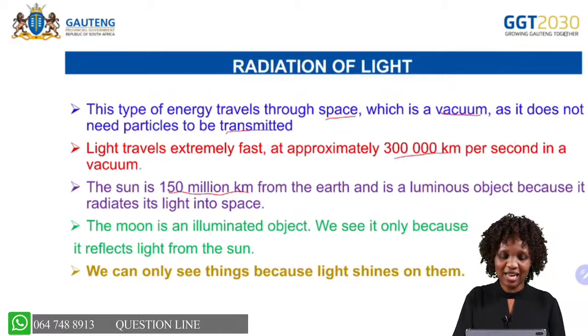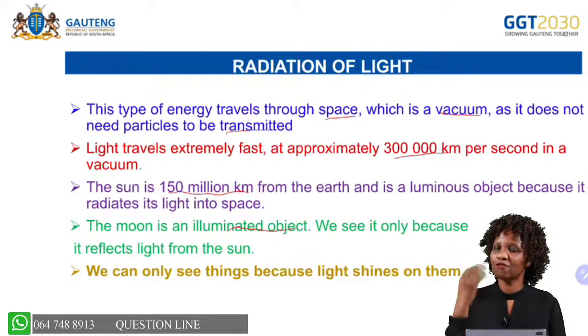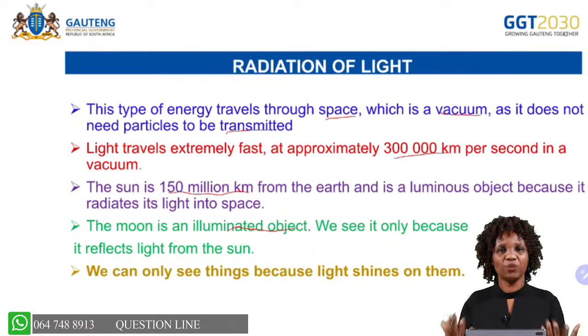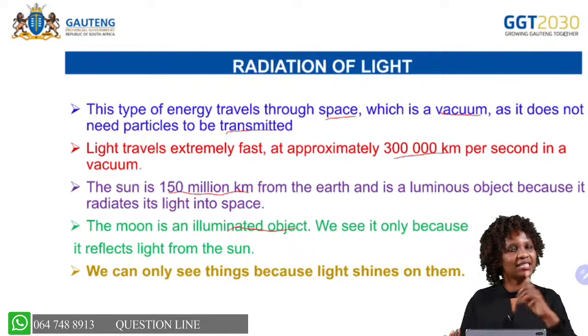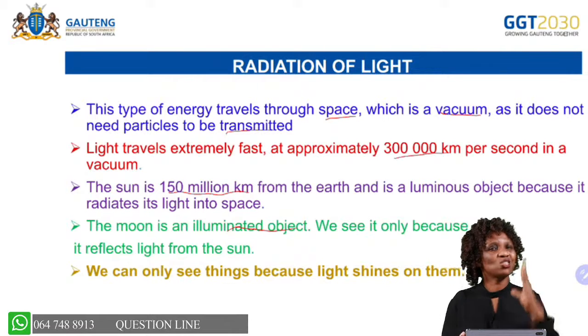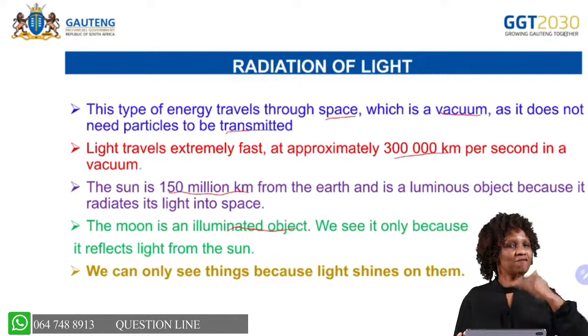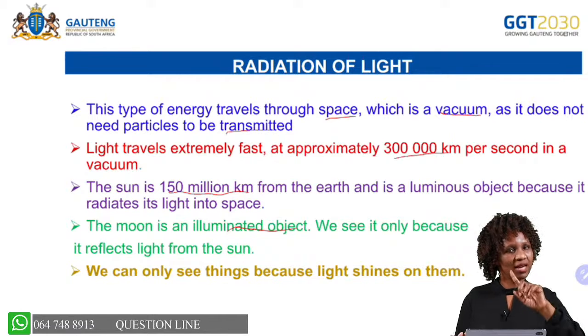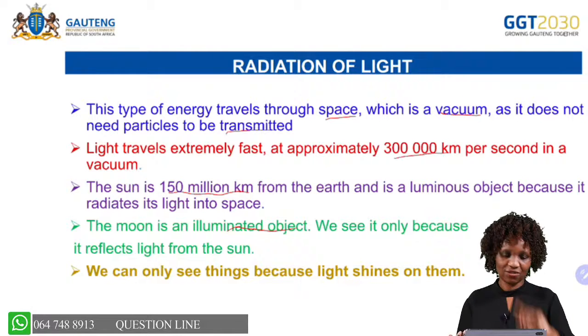The moon is an illuminated object. We only see it because it reflects light from the sun. That's why we see the moon. All right, it is illuminated. It does not emit light, but it reflects light from the sun. You get that? That's very good, grade 8.